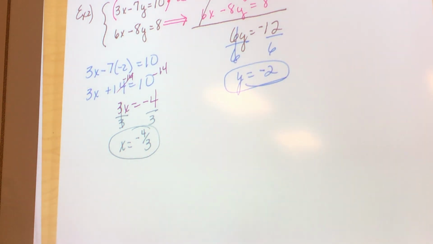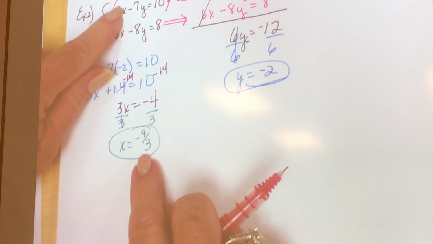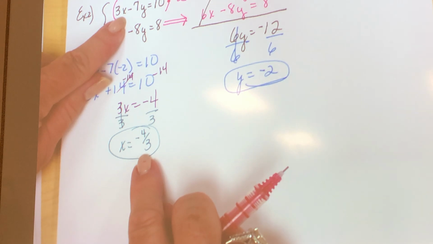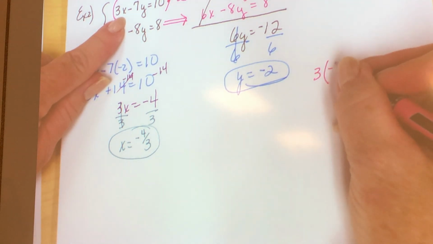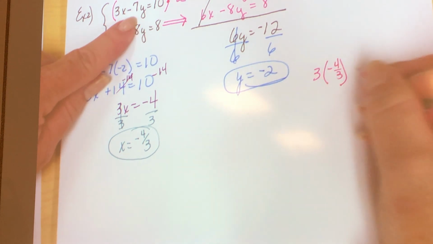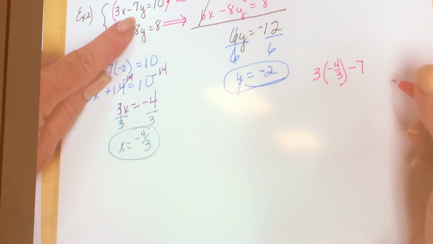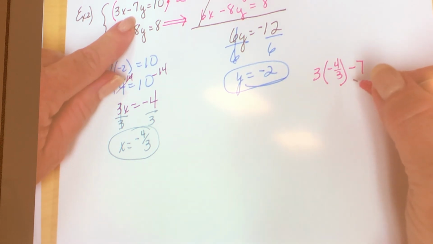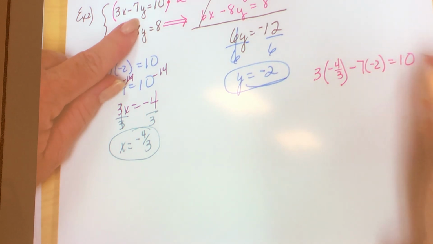Now, some of you are going to say, I'm not going to check that because that's a fraction, I don't know how to do it. You need to practice on that. I'm going to practice. Watch it. It's not going to be as bad as I think. So 3 times negative 4 thirds minus 7. Notice I'm writing this one out. I didn't write any of the other ones out, but the fraction makes it a little bit harder for us. So times negative 2, and it's supposed to be 10.